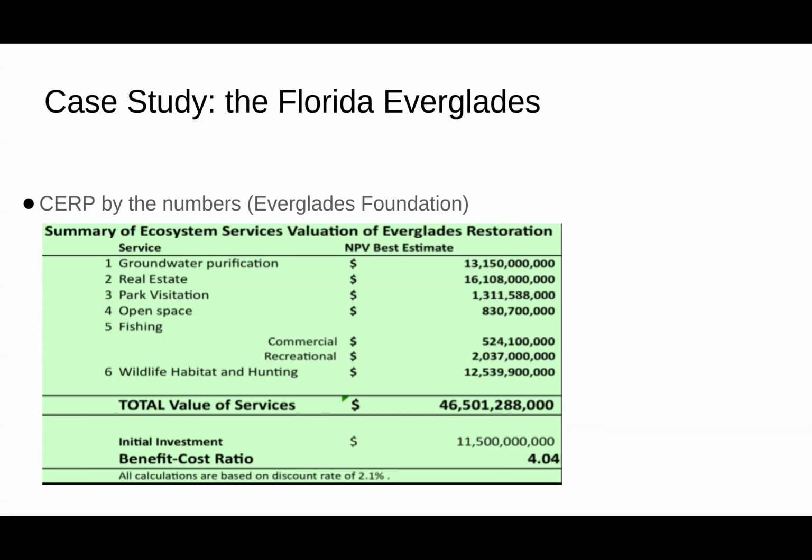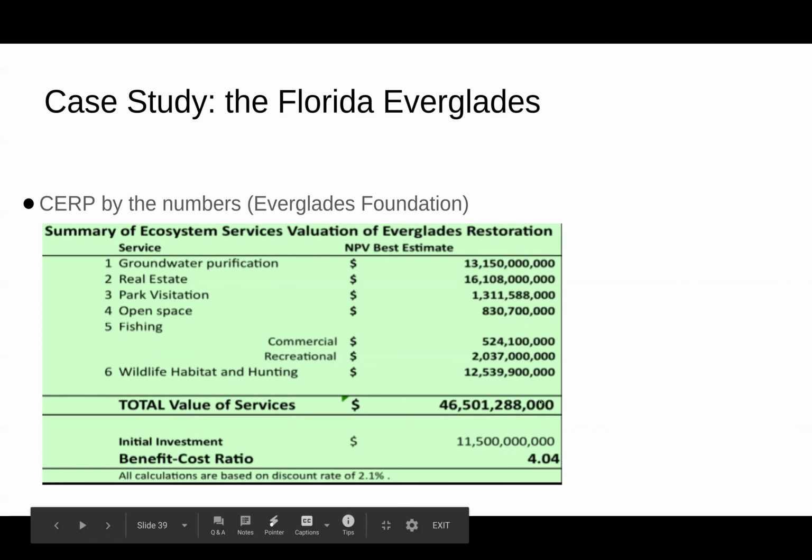And so you can see the values of these are in the billions, right? Just for groundwater purification, that's $13 billion over, again, a 50-year period of value, right? This is how much direct monetary value it's providing. And so the total value of services for restoring the Everglades was about $46 billion.